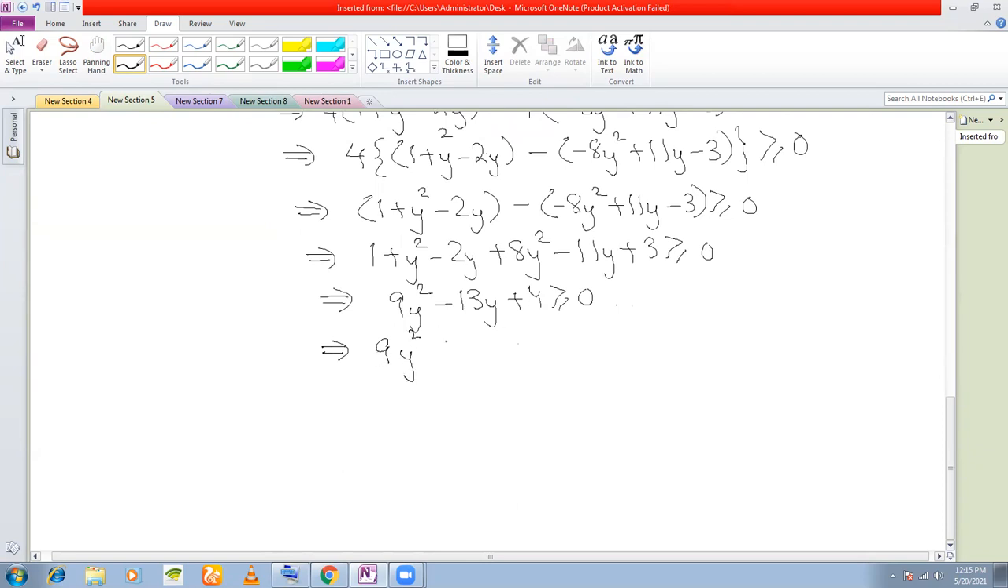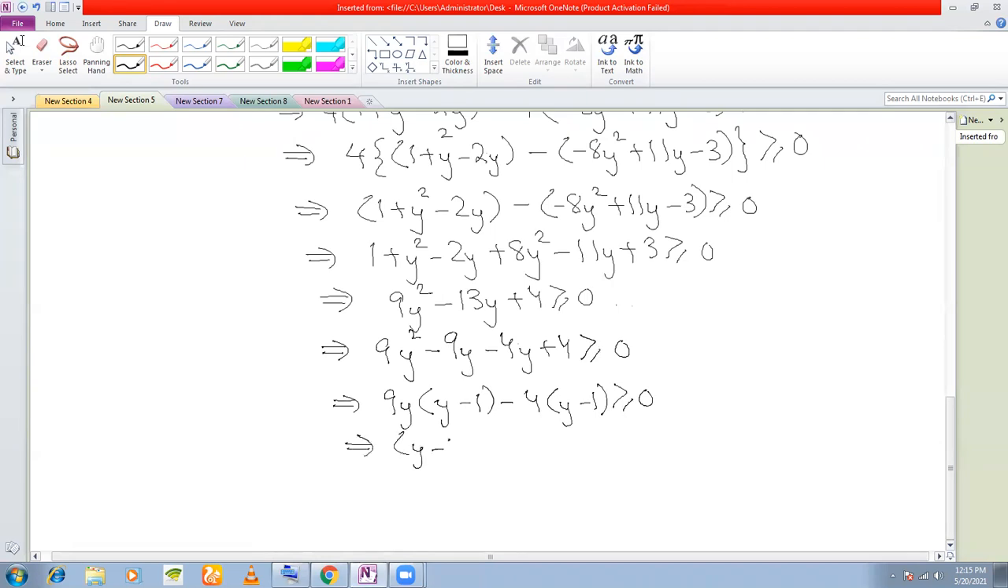4 into 9 is 36. So this will be minus 9y minus 4y. So this will be 9y into y minus 1 minus 4 into y minus 1 is greater than or equal to 0. That means you get y minus 1 into 9y minus 4 is greater than or equal to 0.